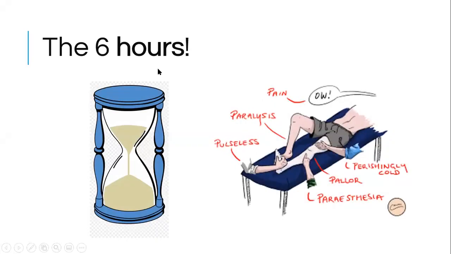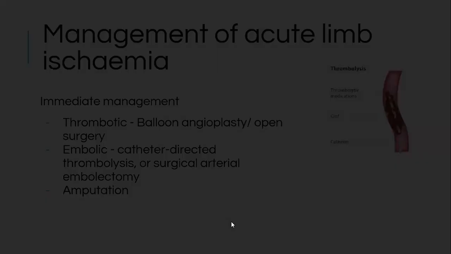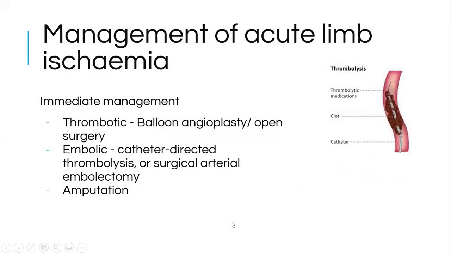As well as the 6 Ps, you've also got 6 hours. So it's thought that you've got roughly 6 hours to salvage an acutely ischemic limb. So once they present and they go, oh, my leg turned white at 6 o'clock, you've got 6 hours to try to get that unblocked and fix it. Otherwise, they might lose the limb.